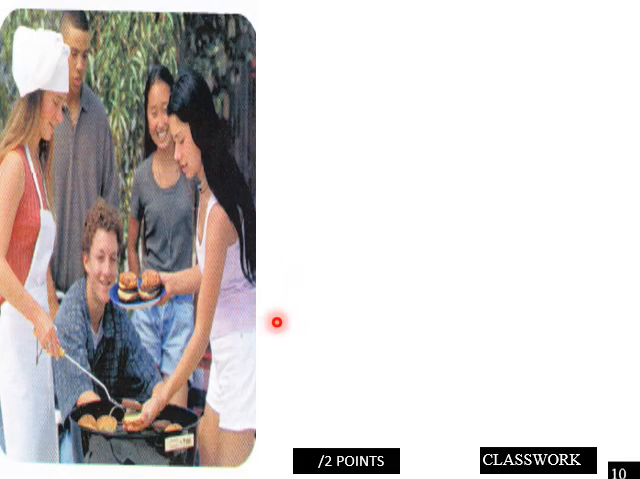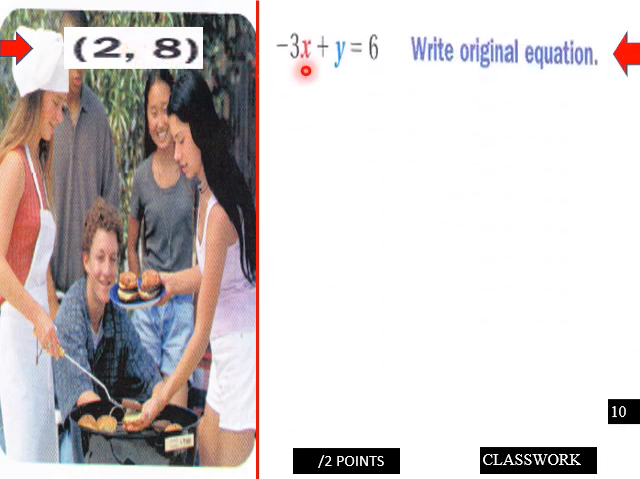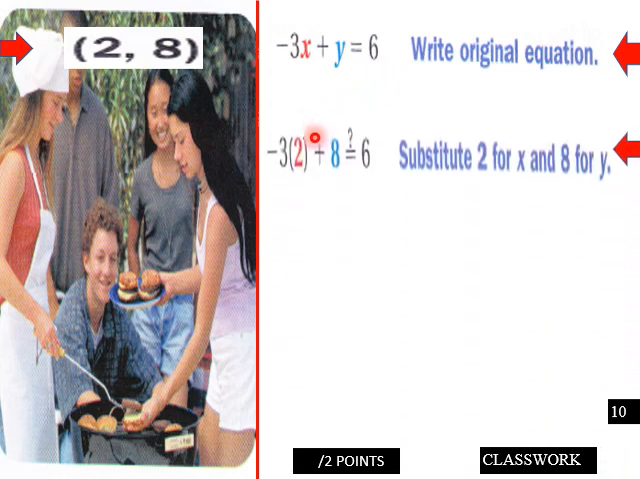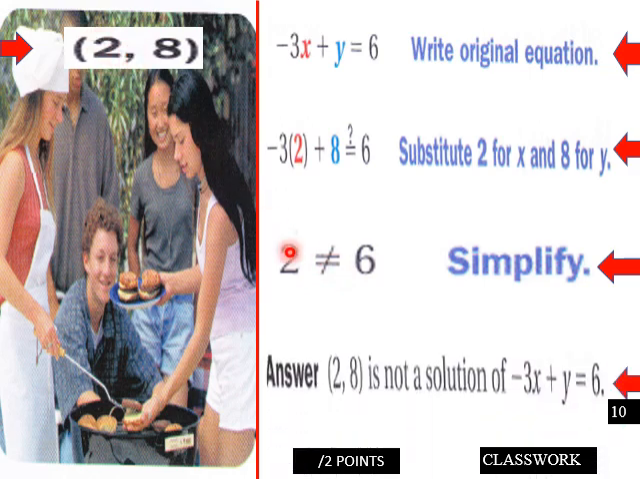Let's try another one now: (2, 8). We're going to plug that into -3x plus y equals 6. So let's plug in this ordered pair. We have -3 times 2 plus 8. Does that equal 6? No, 2 does not equal 6, so that is not part of the solution of this equation, -3x plus y equals 6.